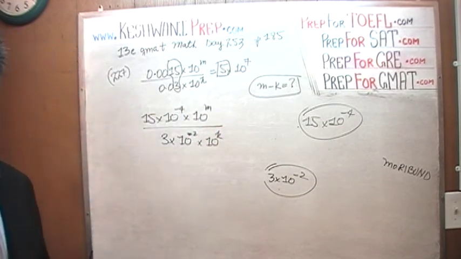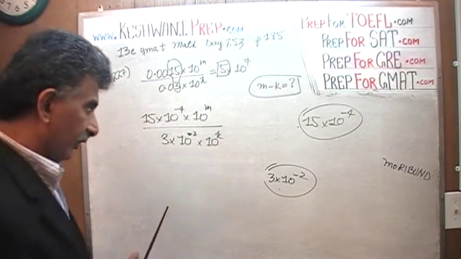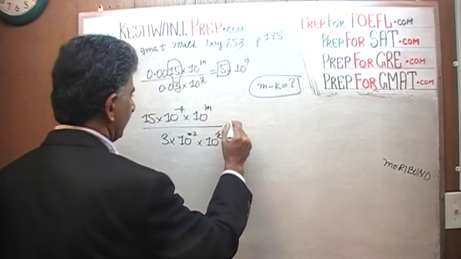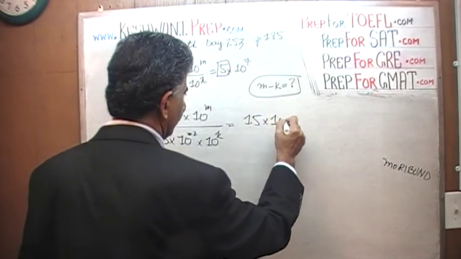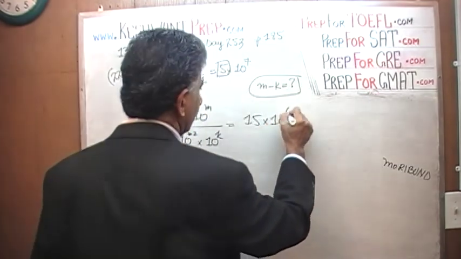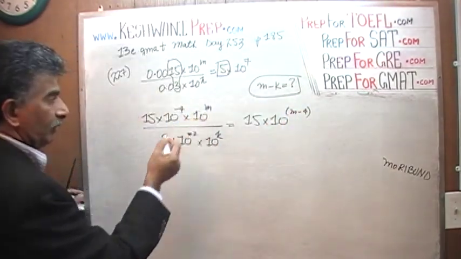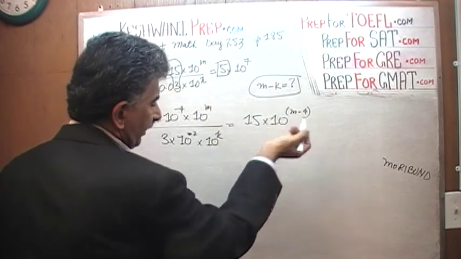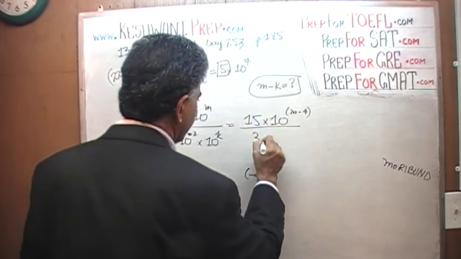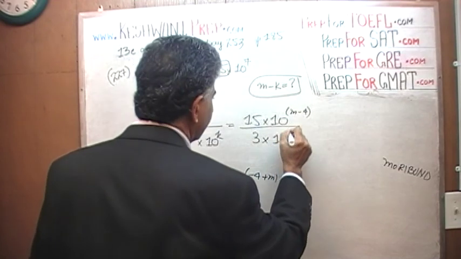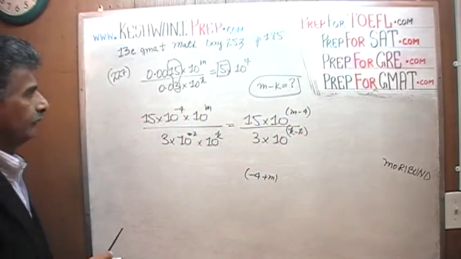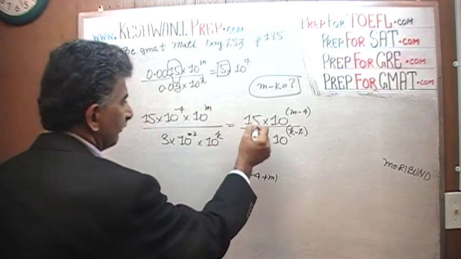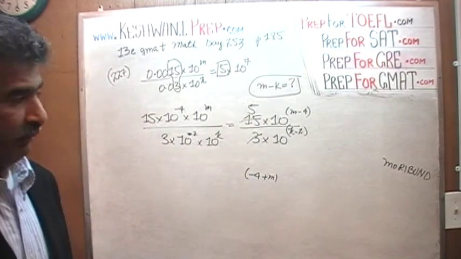And now we know that as long as the base is the same, we add the exponents. So we're going to add the exponents. By the time you add the exponents, this becomes 15 times 10 raised to m minus 4. It will be awkward to write m plus negative 4, it doesn't hurt anything, but it is easier to write down m minus 4. And on the bottom we have 3 times 10 raised to k minus 2. Of course, we will have our 5 that we're looking for, which is 15 divided by 3, which was the whole point. So we have our 5.